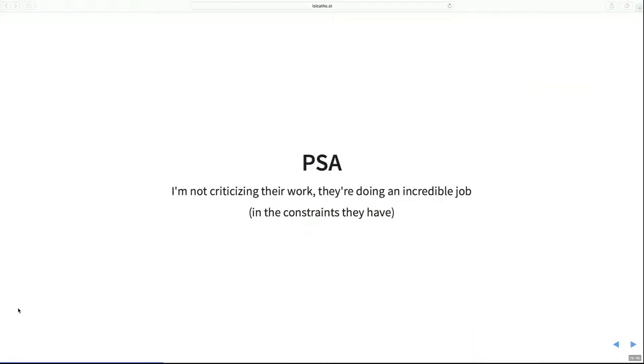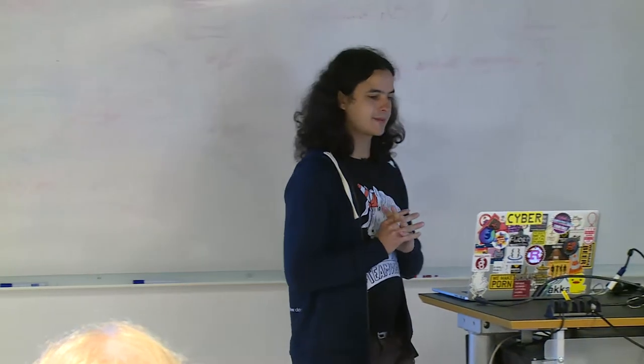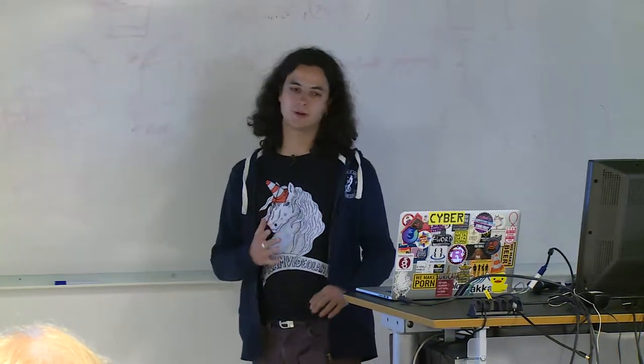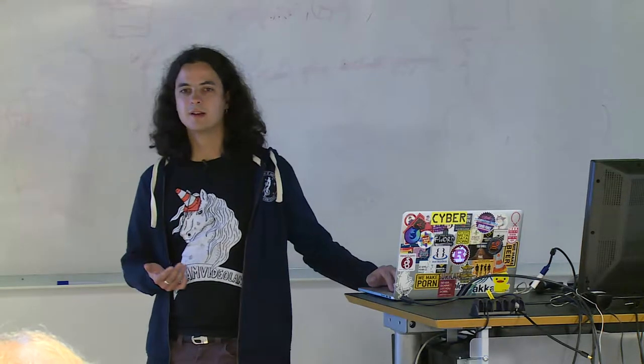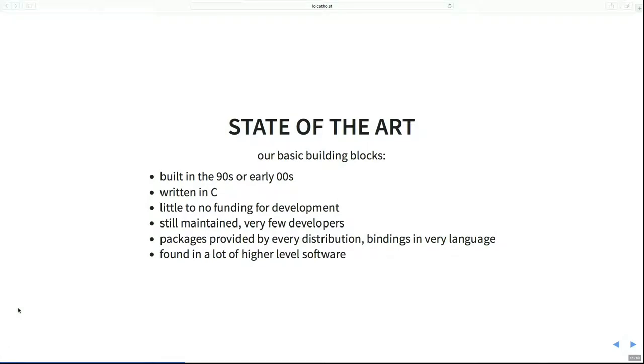So my point is not that those developers suck. It's the contrary. They have some constraints, and they do an amazing job. How can we make sure that the software will turn out OK under those constraints? The common patterns we have are that most of them started in the 90s, written in C. There has been, until now, nearly no funding for the developers. Only one maintainer or a few. And it's everywhere.